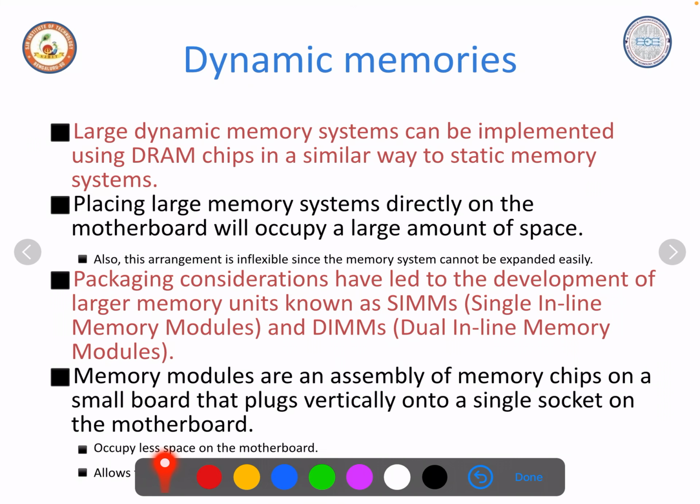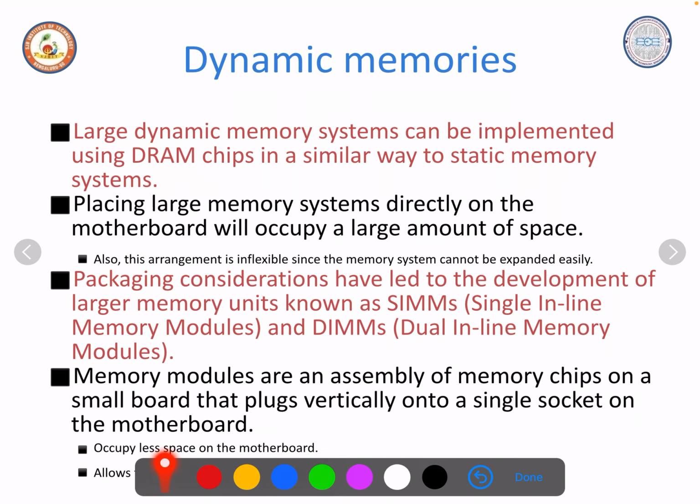A large dynamic memory system can be implemented using DRAM chips in a similar way as that of static memory chips. Placing a large memory system directly on the motherboard usually occupies a large amount of space, and this arrangement is also inflexible since memory systems cannot be expanded very easily.